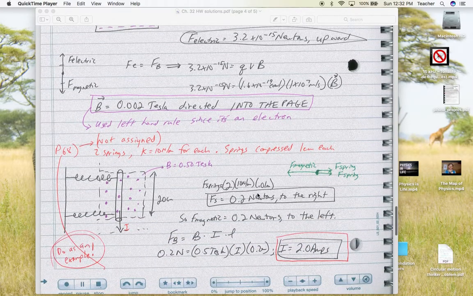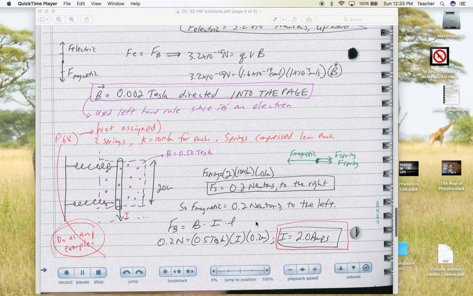I think I did 68 as an example in class. I like this because it basically is looking at the force on this wire caused by springs. So I've got the free body diagram over here. Two springs, each with a certain strength, so the net force caused by the springs is 0.2 newtons to the right, so therefore magnetic force is 0.2 newtons to the left.